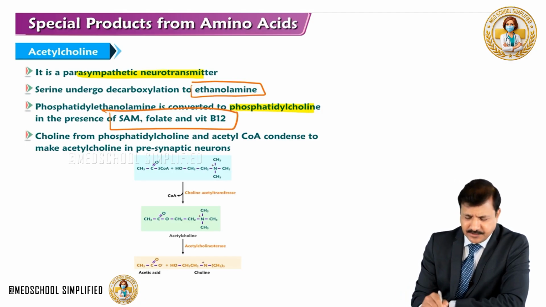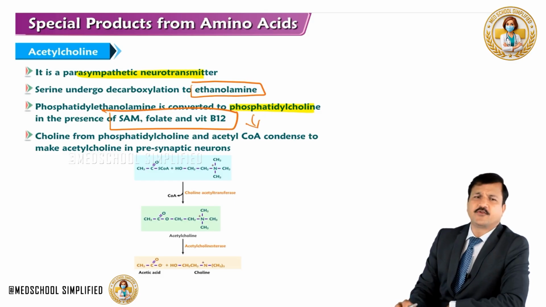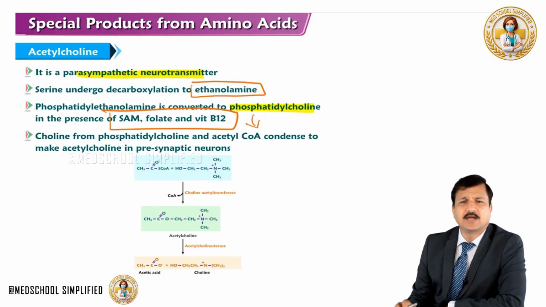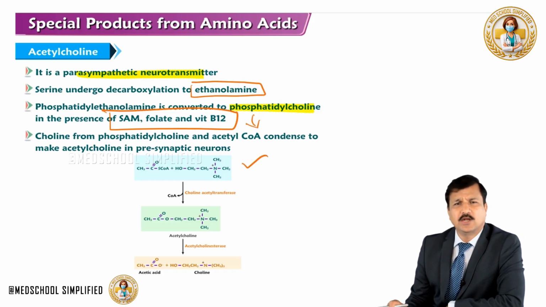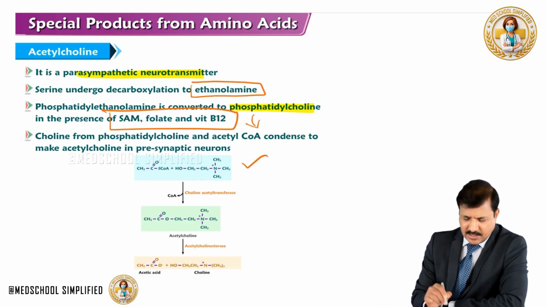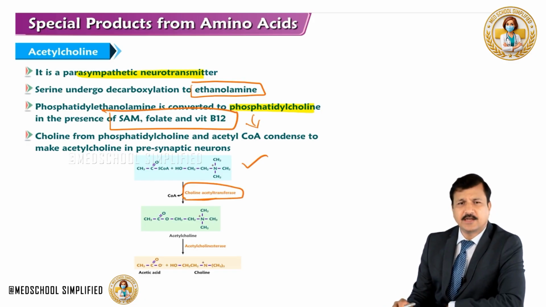So in the deficiency of vitamin B12 or folic acid, there can be a decrease in the synthesis of phosphatidylcholine, and that may lead to membrane damage and might affect the synthesis of acetylcholine, a parasympathetic neurotransmitter. The figure here shows how choline combines with acetyl-CoA to make acetylcholine, and that is done by the enzyme choline acetyltransferase.